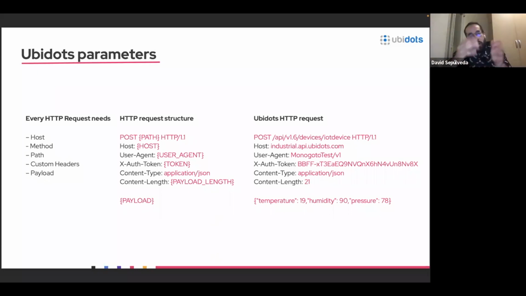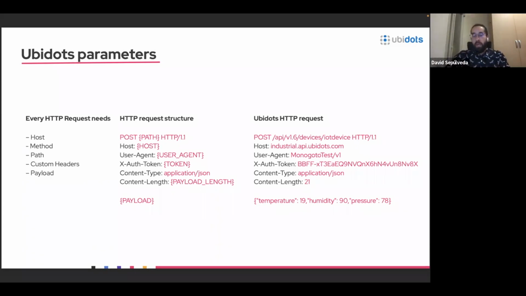So in this case, if you focus on the middle ground, you'll see there is a really defined structure, which is post, the type of method, the host, custom headers, and then the payload. Everything that is pink are variables that you will need to change based on the specific server. So let's go all the way to the right and focus on how you need to change this to make it work with Ubidots.